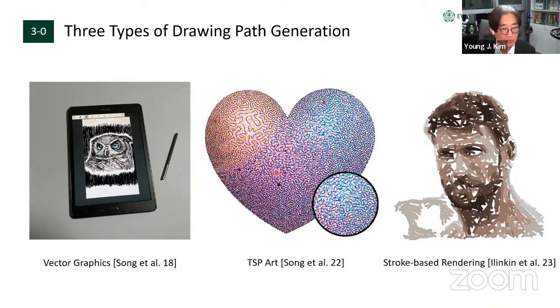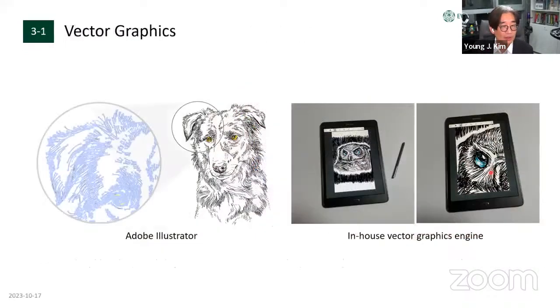And another possible option that we considered was the so-called TSP art. Given a raster image, we find a long sequence of continuous line that corresponds to the original raster image. And then finally, the obvious choice for converting from a raster image to a vector image is stroke-based rendering. So you find the sequence of strokes that correspond to the original raster image.